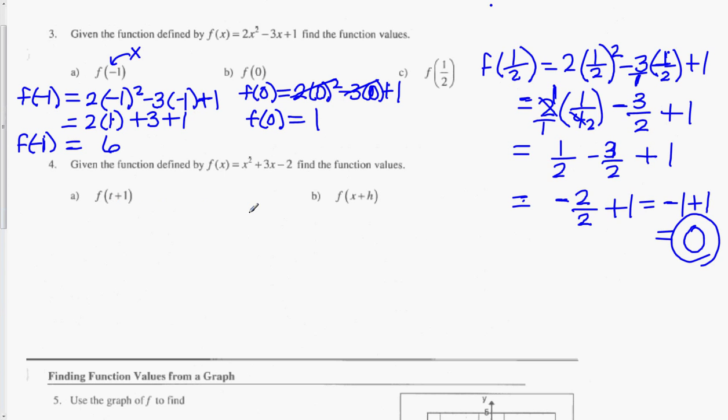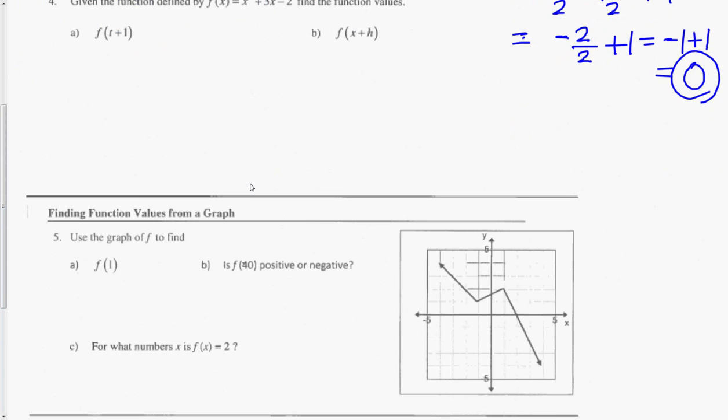The next ones that are on this workbook page are f of x plus 1, and I'm putting those in for functions. These are things that you're going to do in Math 112, so I'll save those. We're not going to work on those. You're not going to have any in your homework that deals with those.